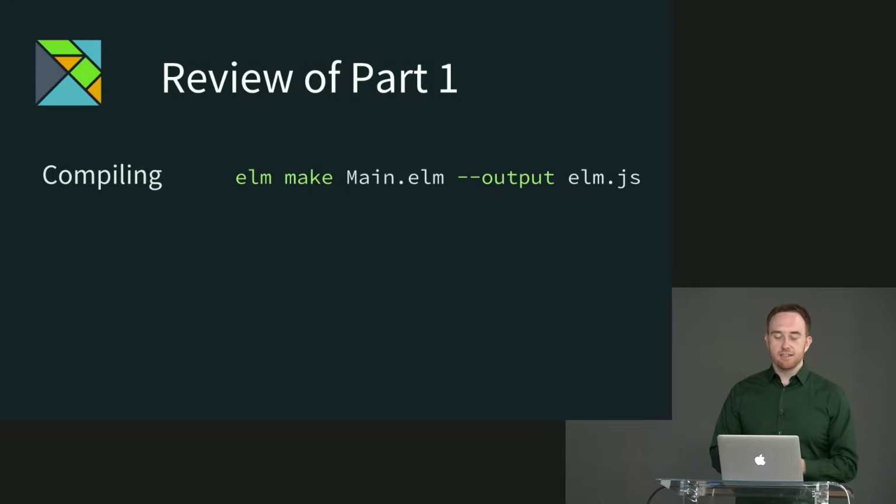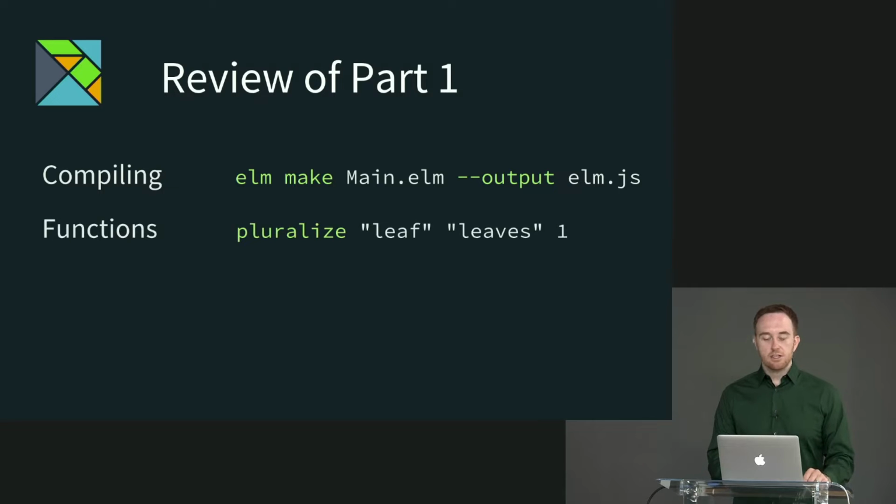So to recap, the things we talked about in part 1. First we talked about compiling, so running elm make, passing main.elm, which is our source file, and then output of elm.js, which is the .js file that we're ultimately going to give to the browser using a script tag in index.html. Talked about functions and how to define them, and also how to call them.